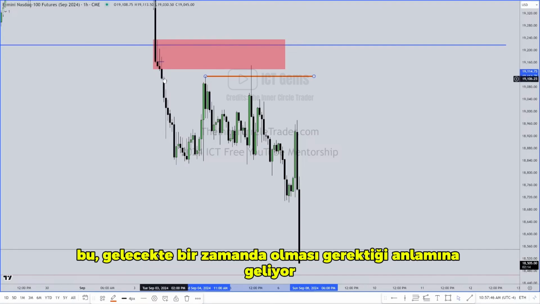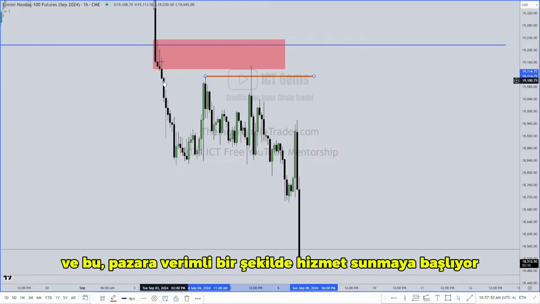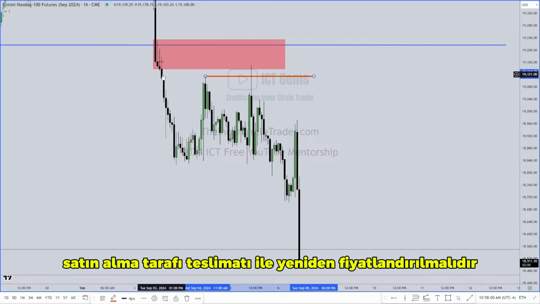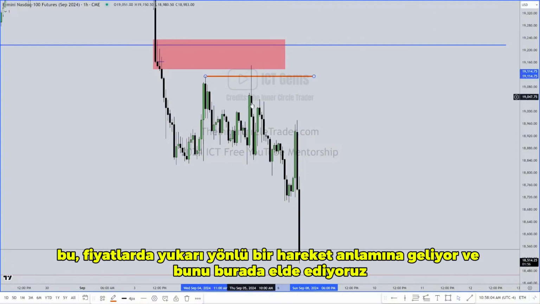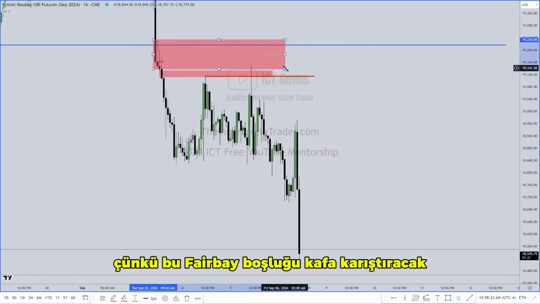That means it's got to have, at some time in the future after this candlestick closes and this one starts, to efficiently offer the market fair value pricing. This gap is what it is, and it should be repriced to with buy side delivery. That means movement up in price, and we get that here. So now we have this wall of price action. We're going to take that away because it's going to confuse you.